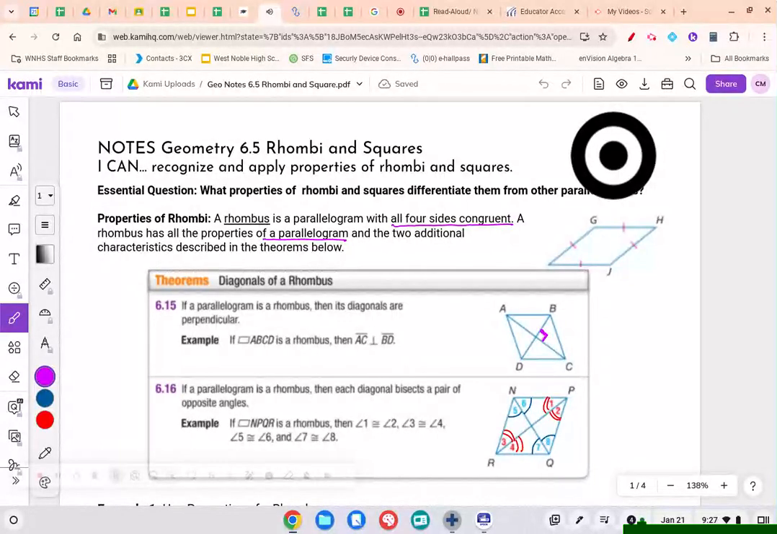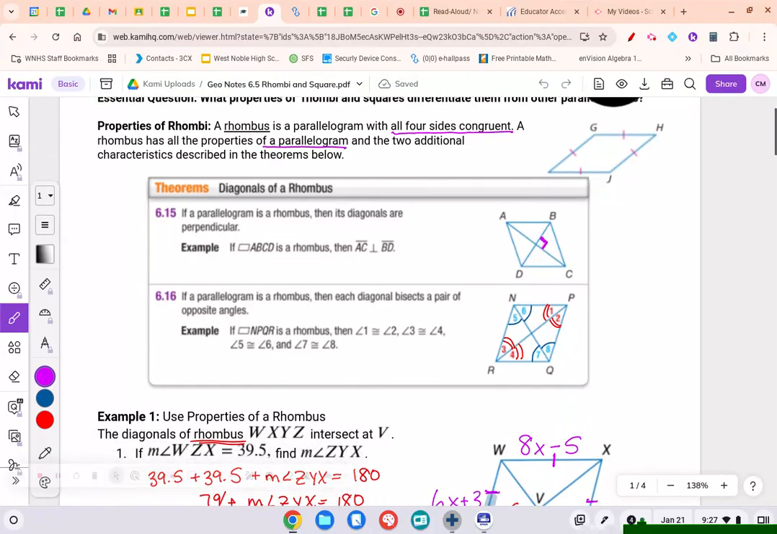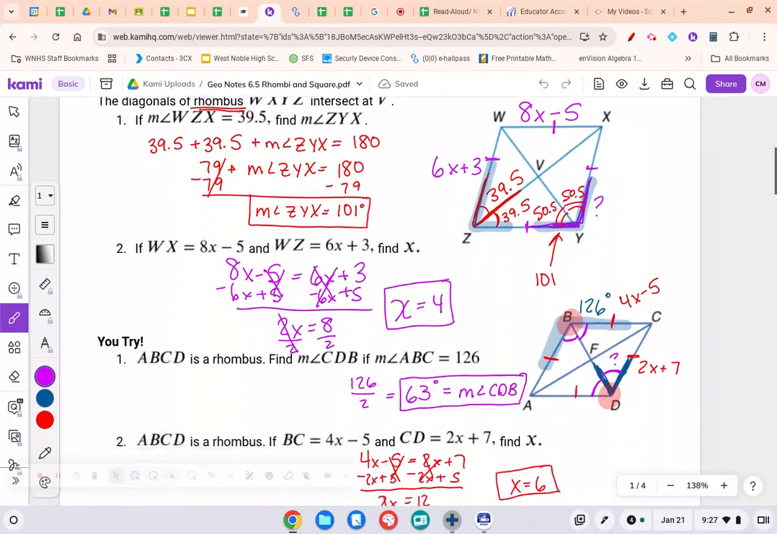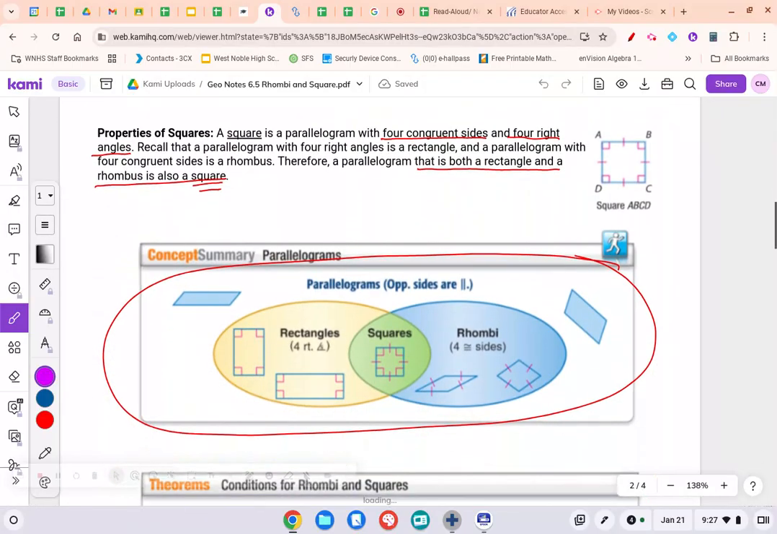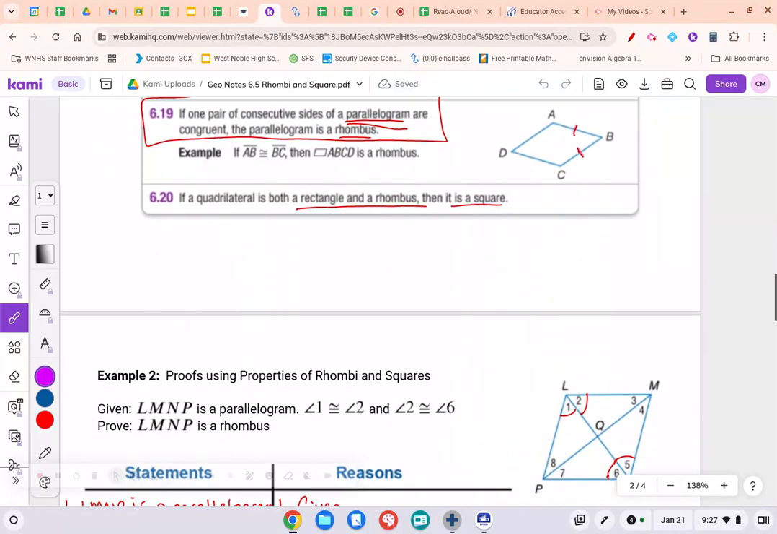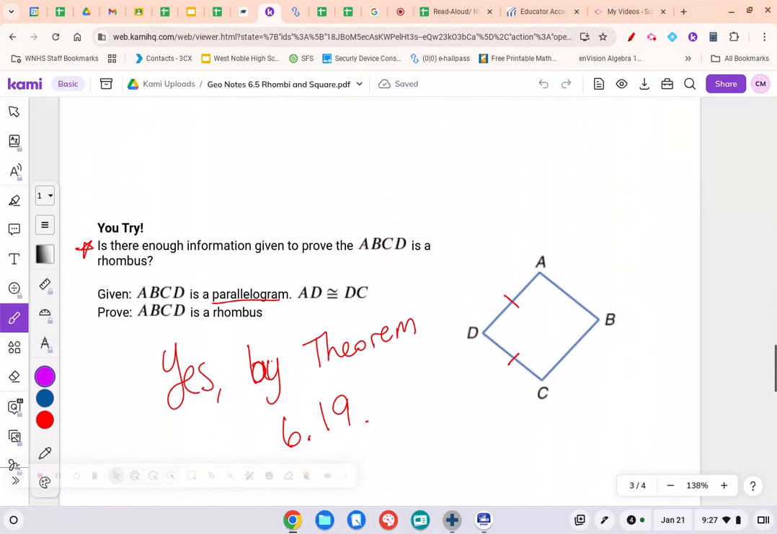Hello, today we will be finishing 6.5 rhombi and squares. We talked a lot about these different properties and how we know whether a shape is a rhombus or whether it is a square. We also marked up our little chart, that is the first page in our packet, to help us out on our test coming up.